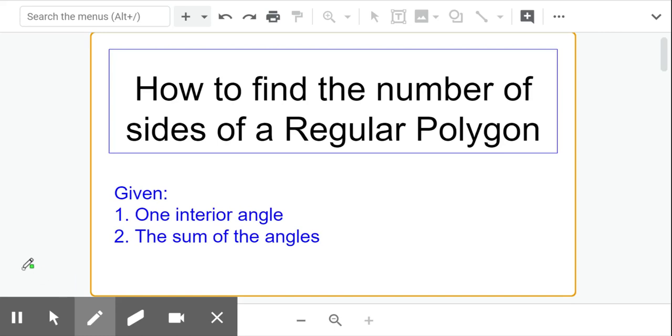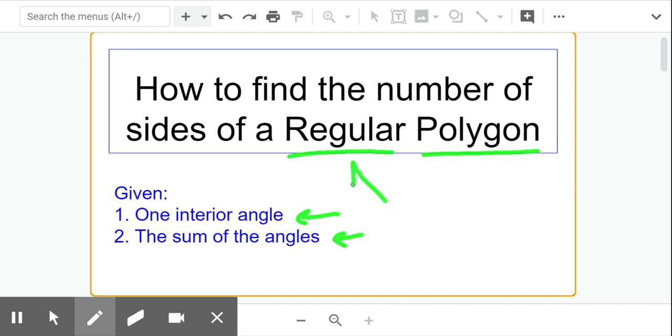Hi guys, we're going to learn how to find the number of sides of a regular polygon given two things, an interior angle or the sum of the angles. Once again, we are looking to find the number of sides in a regular polygon.